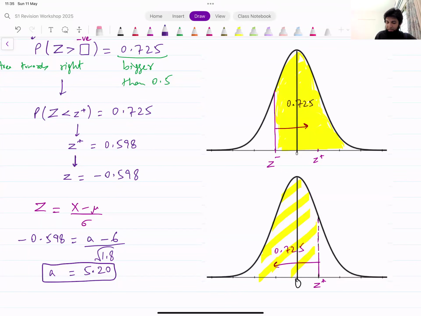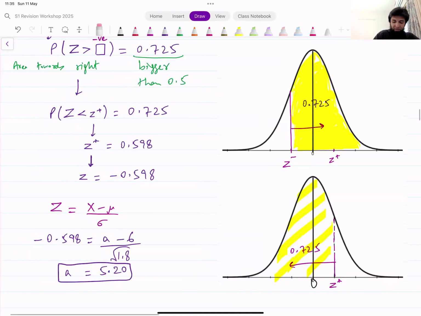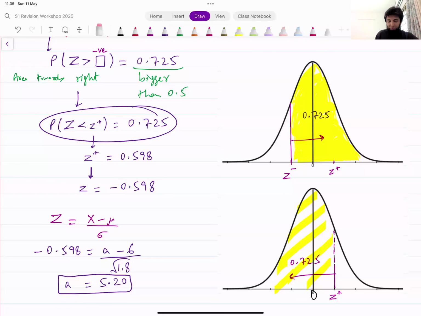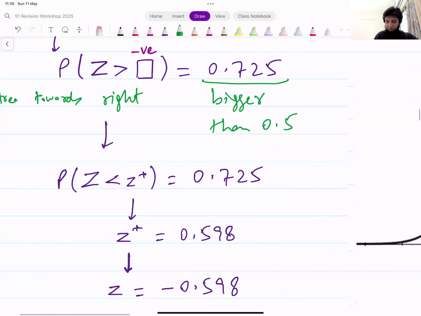So if this number was, let's suppose, minus 1.5, the area to the right of that is the same as the area to the left of plus 1.5 because of the symmetry of the curve. So whatever was that negative value, the area to the left of the corresponding positive value will also be 0.725. So we can write this probability as the probability of z less than the positive z value is equal to 0.725. And now this is the standard form. This is something that we can use the table for. Go to the table, find the z value corresponding to this probability 0.725, and that turns out to be 0.598.